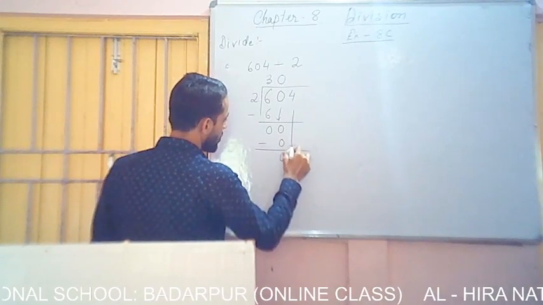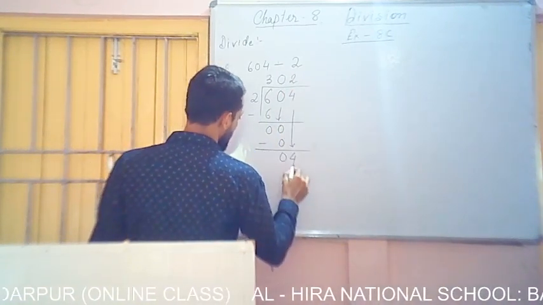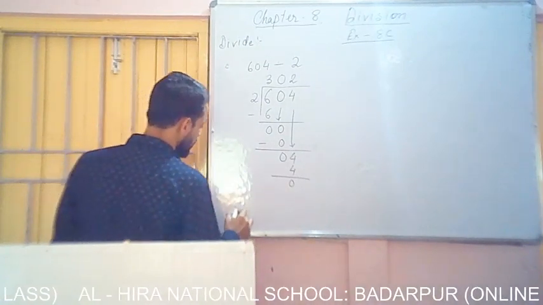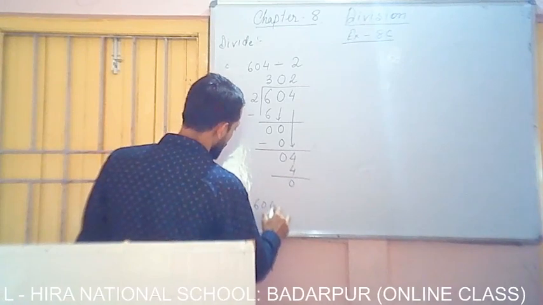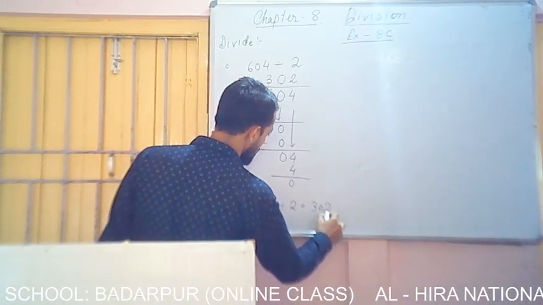Bring down 4 ones. So 2 multiplied by 2 equals 4. So 4 minus 4 equals 0. So therefore we can write 604 divided by 2 equals 302.